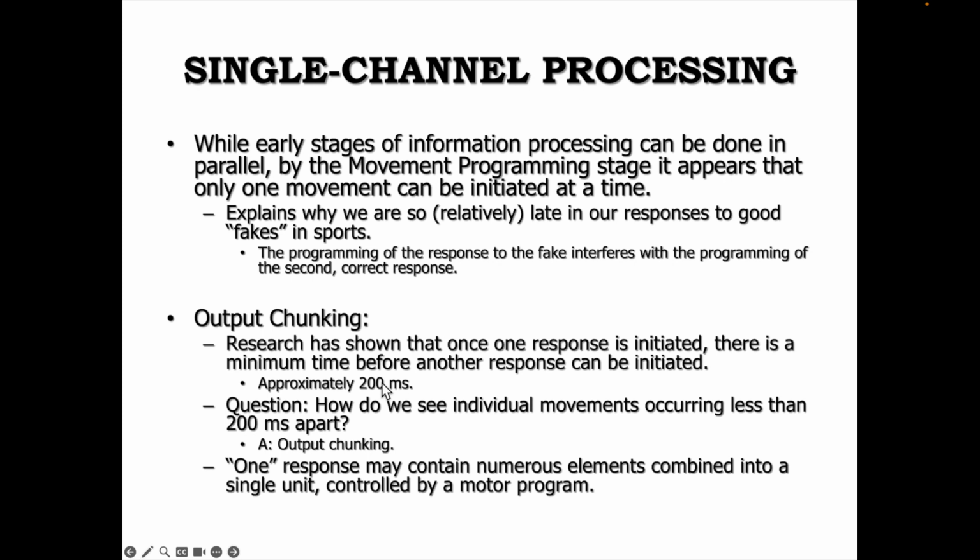So basically, this person's already executed their movement, and as they're jumping, they see the person bringing the ball down to start dribbling, and the person's already jumping, so they try to stop their jump. But it takes about 200 milliseconds for that person trying to stop their jump and get back on the ground quickly to stay with the person they are guarding. So this begs the question: how do we see individual movements occurring less than 200 milliseconds apart? This is due to output chunking.